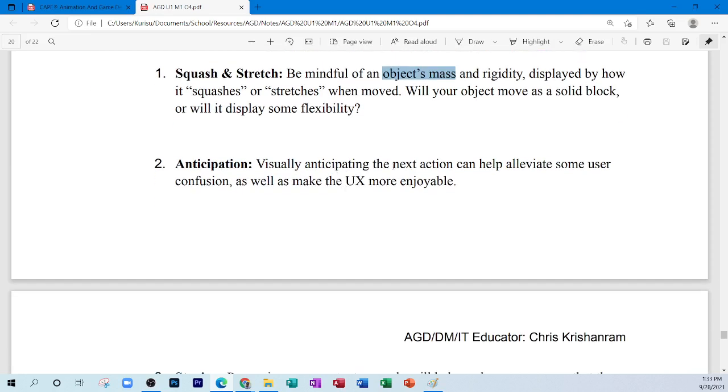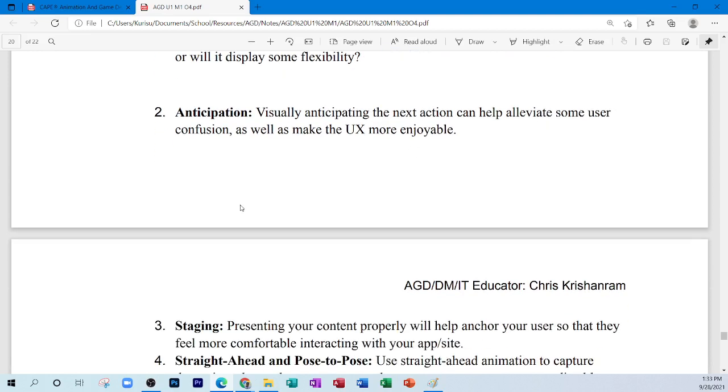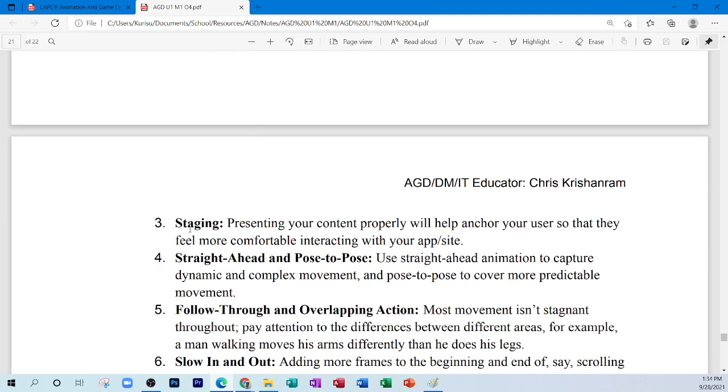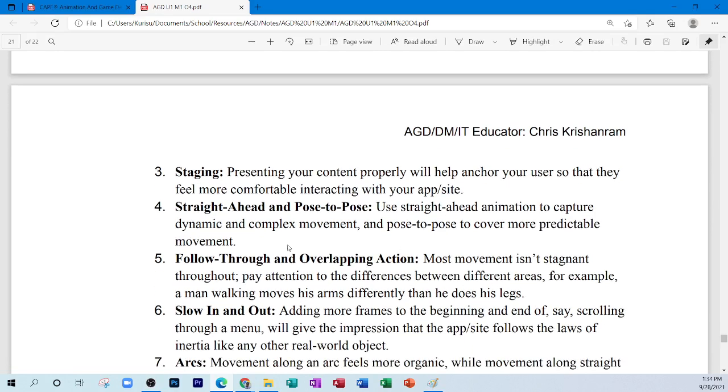Anticipation: visually anticipating the next action can help alleviate some user confusion as well as make the UX more enjoyable. So basically putting something that would give an idea of what could possibly be the next scene, like maybe a shadow or some form of silhouette or some form of light shining in the direction, something that would give you some form of anticipation of the next scene.